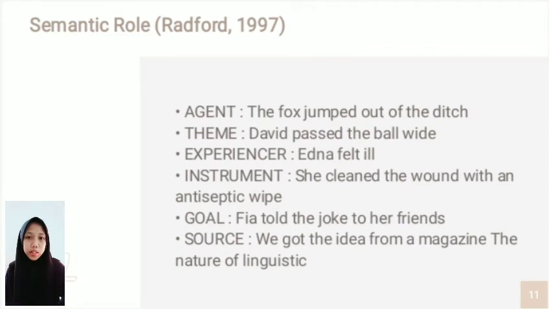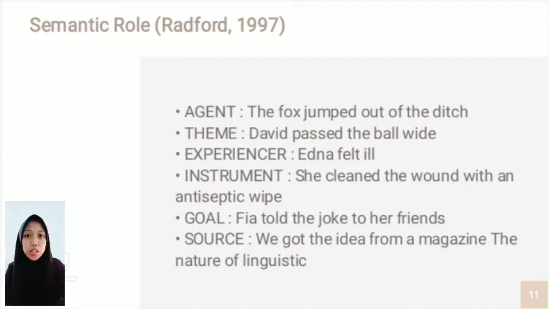Next yaitu ada semantic role based Radford 1997. Yang pertama yaitu agent. Agent in example is the fox jumped out of the ditch. Yang kedua yaitu theme. An example is David passed the ball wide. Next experiencer. In example is Edna felt ill.